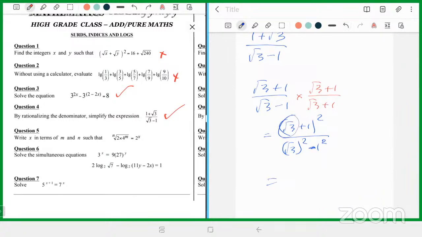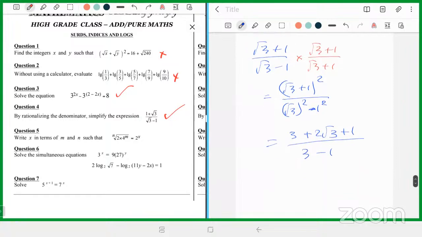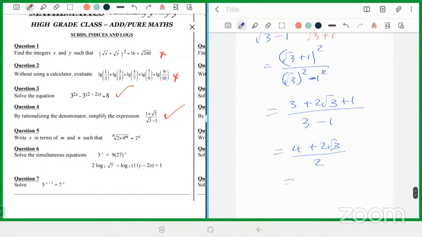Then we expand this perfect square. We get √3 squared is 3. Then twice the product of these gives plus 2√3. And this term squared is 1. The denominator is 3 minus 1 squared, which is 1. That reduces to 3 and 1 is 4, over 2. And each of these can be divided by the 2. So it reduces to 2 + √3. That is the answer, rationalized. 2 + √3.